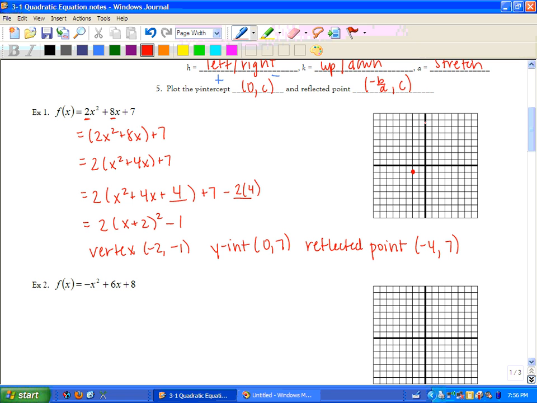And at 0, 7, that's our y-intercept, and then the reflected point, you can just find it from the graph. So if you went 2 to the right or 2 to the left to get back to the vertex, you can go 2 more to the left, and then we can check your algebraic work, and that should be your reflected point. So that is how you find another standard form for a parabola.